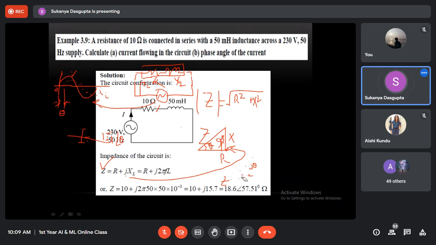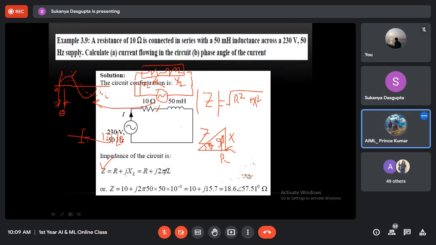With this expression, R plus j of XL, XL is 2 pi FL, which gives 10 plus j15.7. Okay. So now you calculate the magnitude part. You have represented Z in terms of this formula, R plus jX. Now the magnitude can be calculated by this formula, square root of R square plus XL square. So square root of 10 square plus 15.7 square is modulus Z, that should be 18.6, and the angle part is tan inverse of X by R or XL by R, that is an angle of 57.51 degrees.